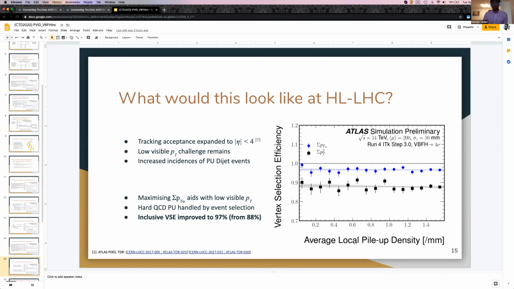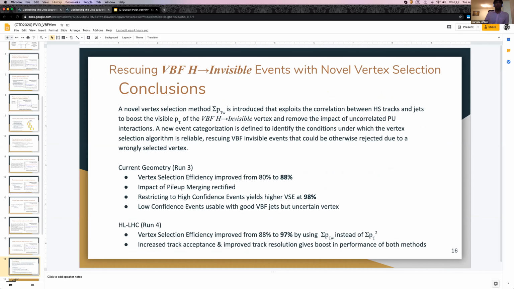And actually, that's the end of my talk as well. So the conclusion is we're proposing this new selection mechanism that exploits the correlation between hard scattered tracks and hard scattered jets. And in doing so, boosts the visible PT of low PT interactions like VBF fixed invisibles by completely removing the impact of uncorrelated pileup interactions and their tracks. And we also, for the current geometry, defined this new event category. And by doing so, crucially, save the events where there isn't a vertex from being thrown away due to an incorrectly chosen vertex, rescuing those events from just being completely discarded.